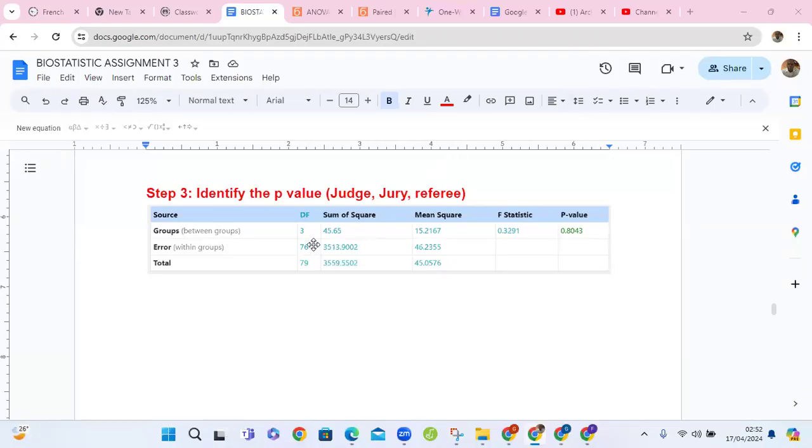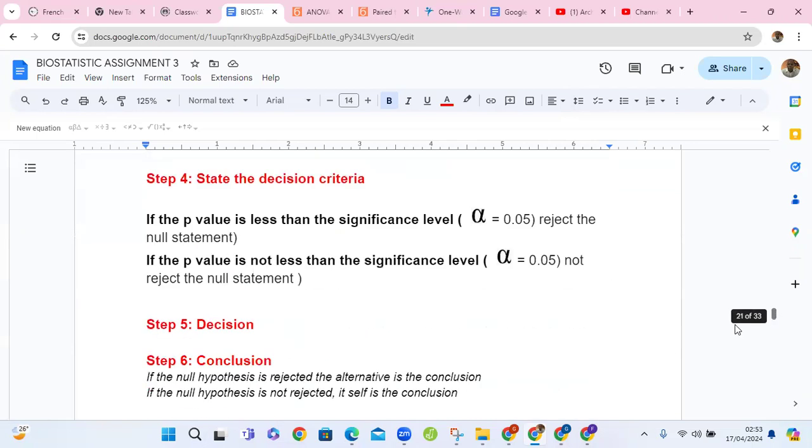So step number 3, that's a judge or jury or referee, the p-value, which is 0.8043. It's a judge or jury or referee because we have to use it now to state a decision. If the p-value is less than the significance level, which is 0.05, then we have to reject the null hypothesis or the null statement. And if the p-value is not less, or if it is greater than the significance level, we do not reject the null hypothesis.